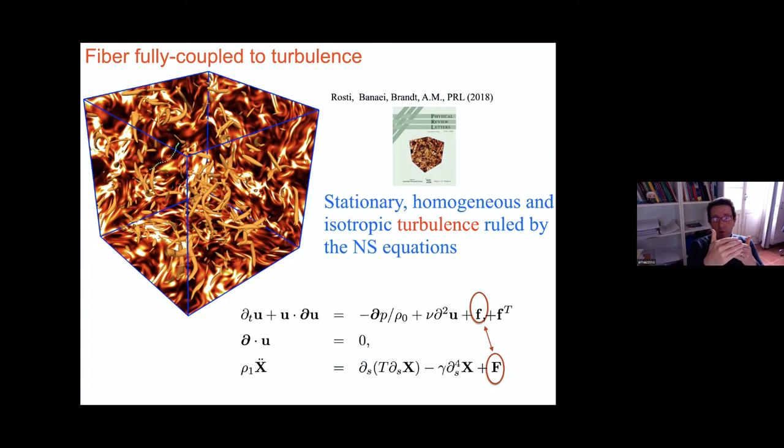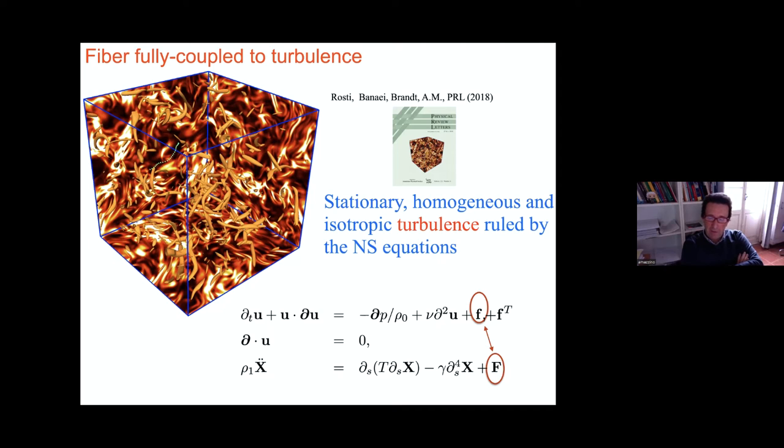The length of the fiber will be sufficiently long to be within the inertial range of scales of turbulence. What about the ruling equation? We have the classical Navier-Stokes equation that you can see here, and this equation is fully coupled to the equation for the fiber I showed before. On the right-hand side of the Navier-Stokes equation, we have two kinds of forces. The first one, F_t, is the usual force you need to force fluctuations in the flow field, the classical large scale forcing to force fluctuation and then the energy flux within the inertial range of scales.